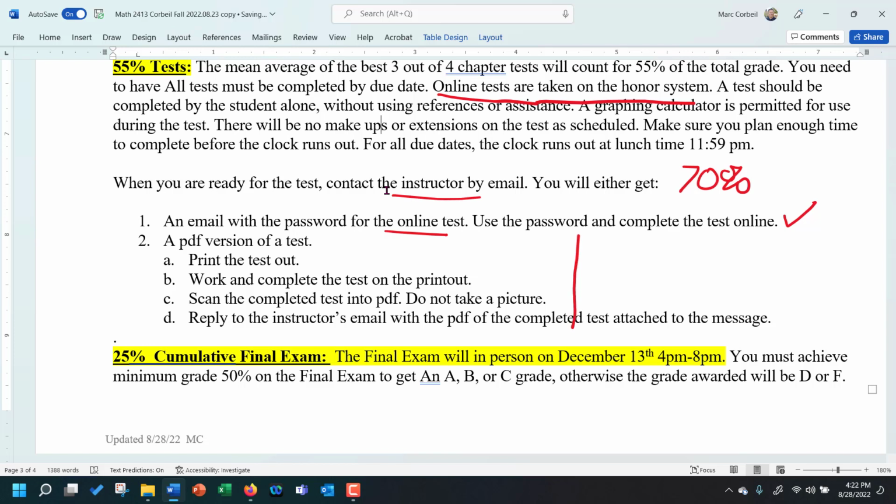You'll take that test, you'll print it out, you'll work on the printout test, and you'll scan it. Don't take a picture, scan it into PDF. There's plenty of apps for your phone to do that. And then you reply to that same email with the completed test attached to the message. So that would be one where you PDF me the test back, or I'll be giving you a password and you simply do the test online.